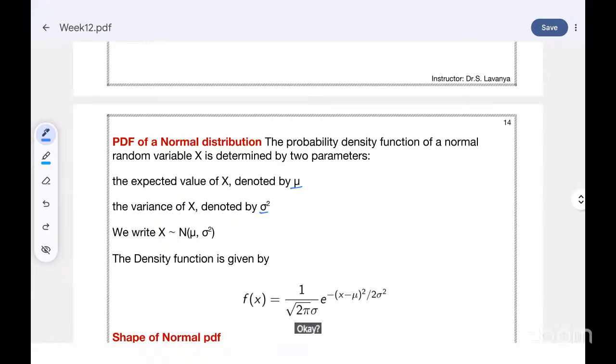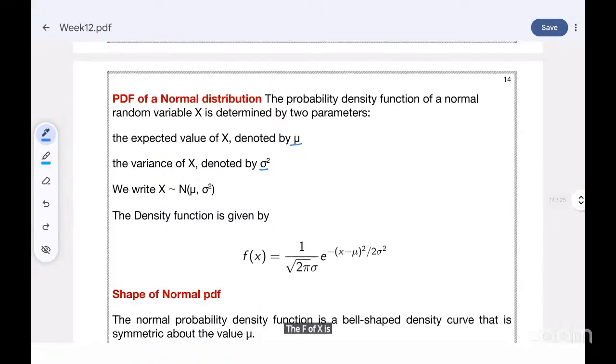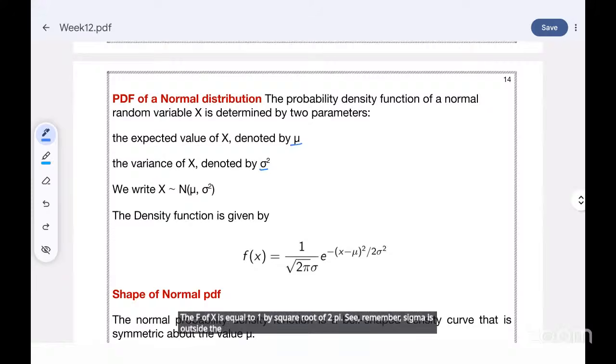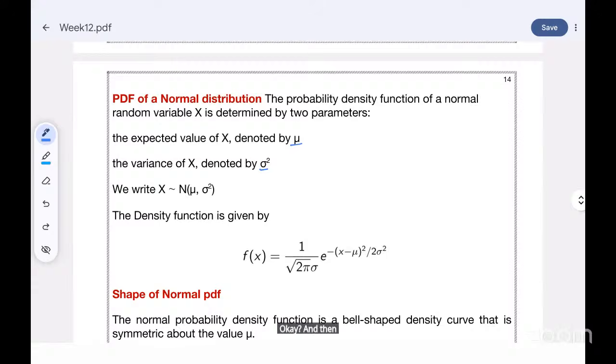Okay, and the density function is given as follows. f of x is equal to 1 by sigma square root of 2 pi. Remember sigma is outside the square root. Only 2 pi is inside the square root. And then e power minus x minus mu whole square by 2 sigma square. Okay, something to memorize.